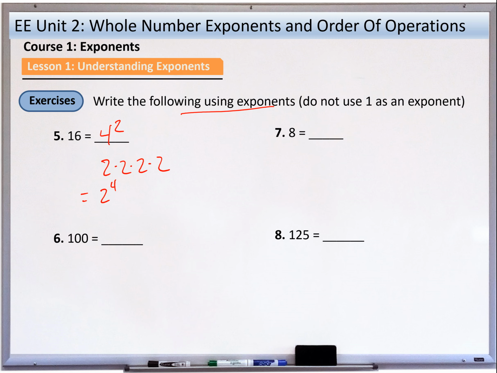100, hopefully we all know that's 10 squared. And 8 is going to be 2 times 2 is 4, times 2 is 8, 2 to the power of 3. All right, and 125 is 5 times 5, which is 25, times 5, which is 125. So it's 5 to the power of 3. Okay.